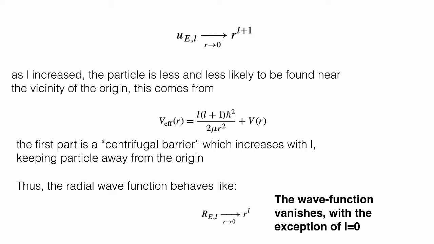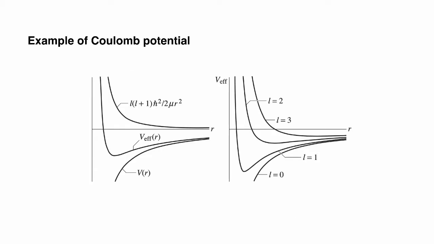When L equals 0, the state will actually not vanish. It will be finite. The way to understand this is to look at the full effective potential as the sum of the attractive potential, V of r, for example, and the centrifugal barrier, which is repulsive, as clearly shown on the left-hand side.